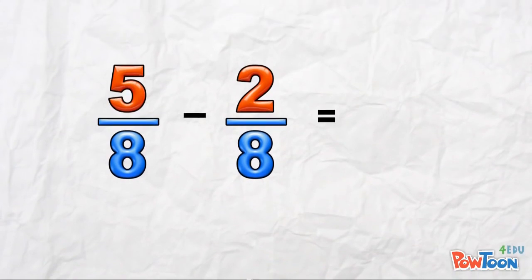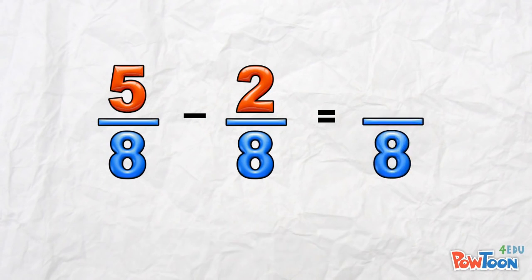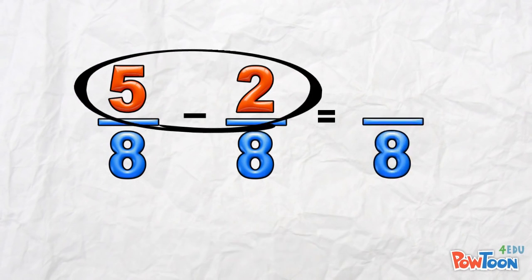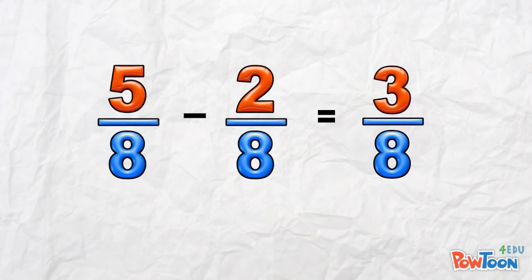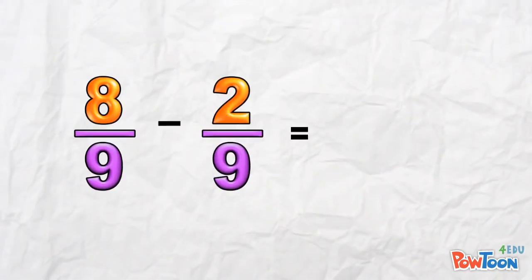So with this one, what answer do you get? The denominator stays. We do our subtraction with the numerators. 5 minus 2 is 3. 3/8. Okay with that? What about this one?